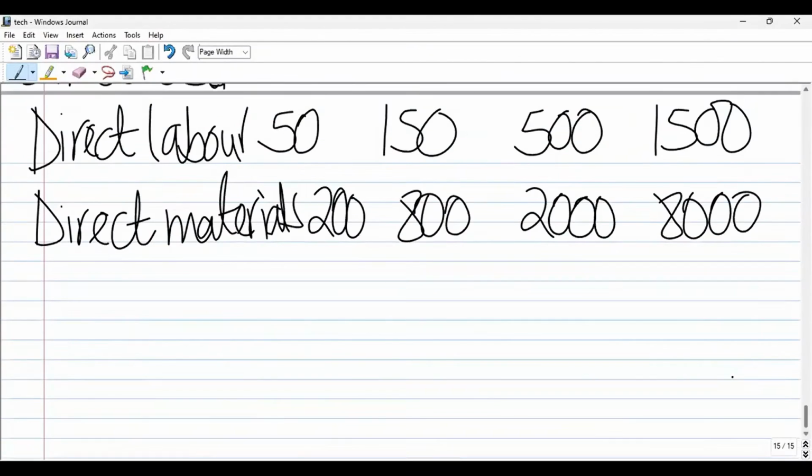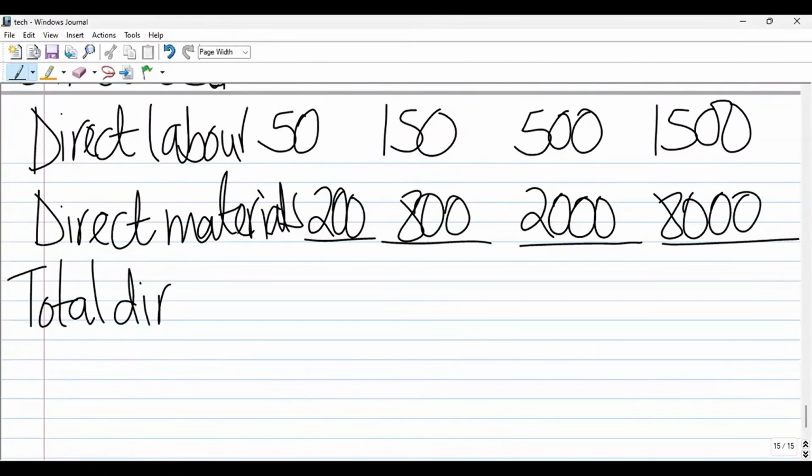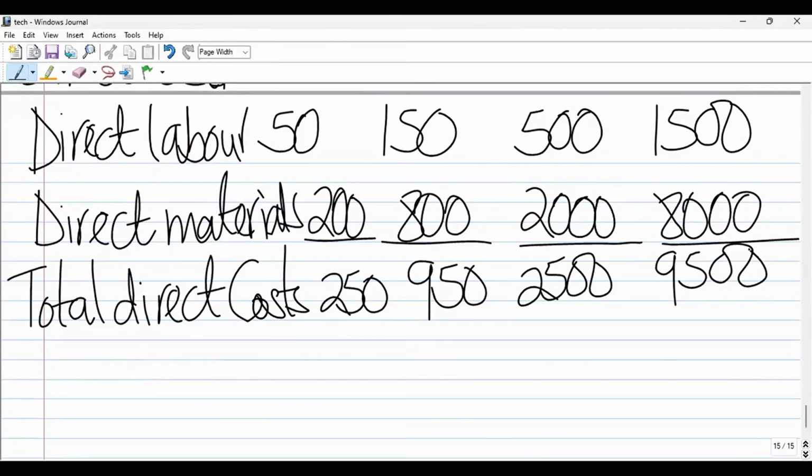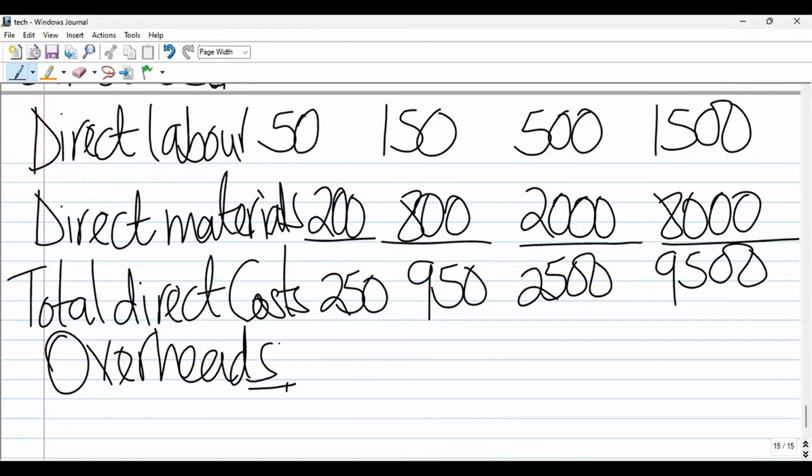So with the total, we also bring the total direct materials. So total direct costs, total direct costs by adding. So this is 250, 950, 2,500, 9,500. So finished to get the total direct costs. So move to the overheads. Now, this is where the technique for ABC system comes in.